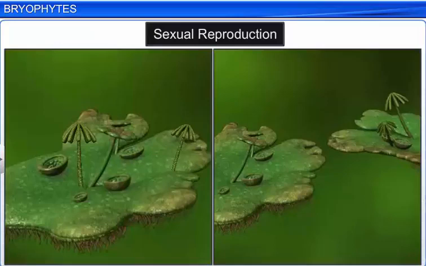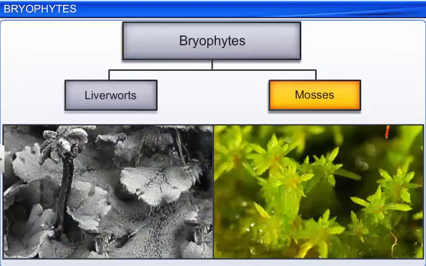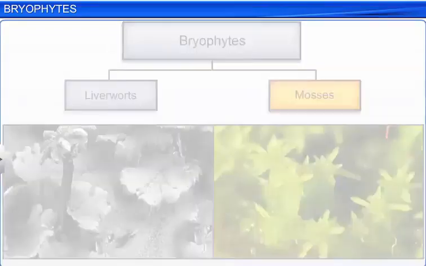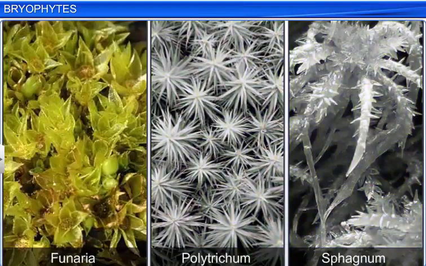In the case of sexual reproduction, the male and female sex organs are produced either on the same or on different thallus. Mosses are another type of bryophytes. Funaria, Polytrichum, and Sphagnum are some common species of moss.